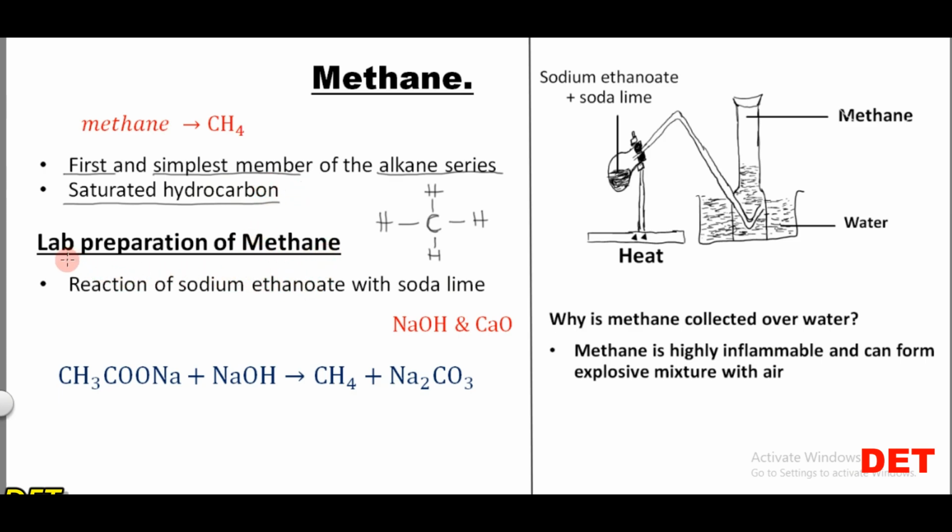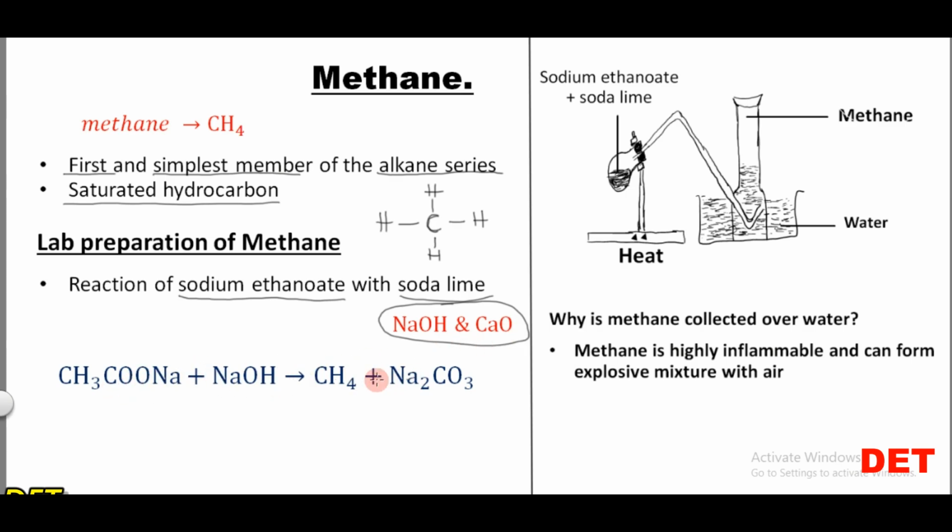Next, we're going to look at the laboratory preparation of methane. How is methane prepared in the laboratory? In the laboratory, methane is prepared by the reaction of sodium ethanoate with what? Soda lime. Soda lime is a mixture of sodium hydroxide and calcium oxide.